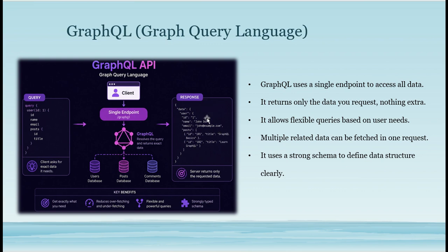This is the response. GraphQL helps to get exact data, reduces unnecessary data transfer, and provides flexible queries. So this is all about GraphQL, Graph Query Language.